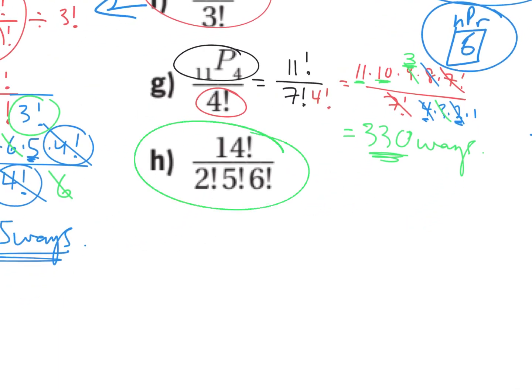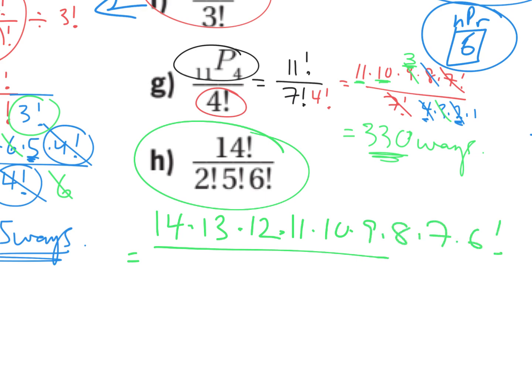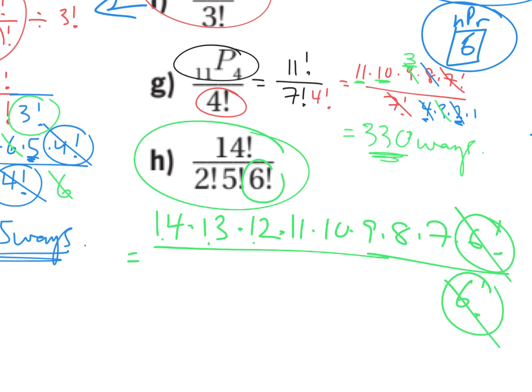Okay, and finally, we have 14 factorial divided by 2 factorial, 5 factorial, 6 factorial. So 14 is going to expand to 14, 13, 12, 11, 10, 9, 8, 7, 6 factorial. The 6 factorials are common, so that divides out: 14, 13, 12, 11, 10, 9, 8, 7. And then the 5 factorial and the 2 factorial. So let's expand 5, 4, 3, 2, 1.